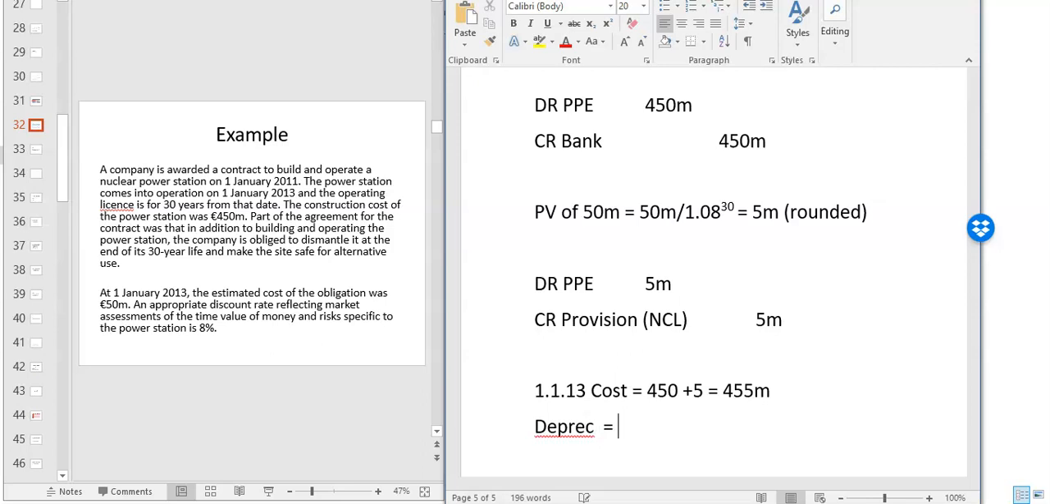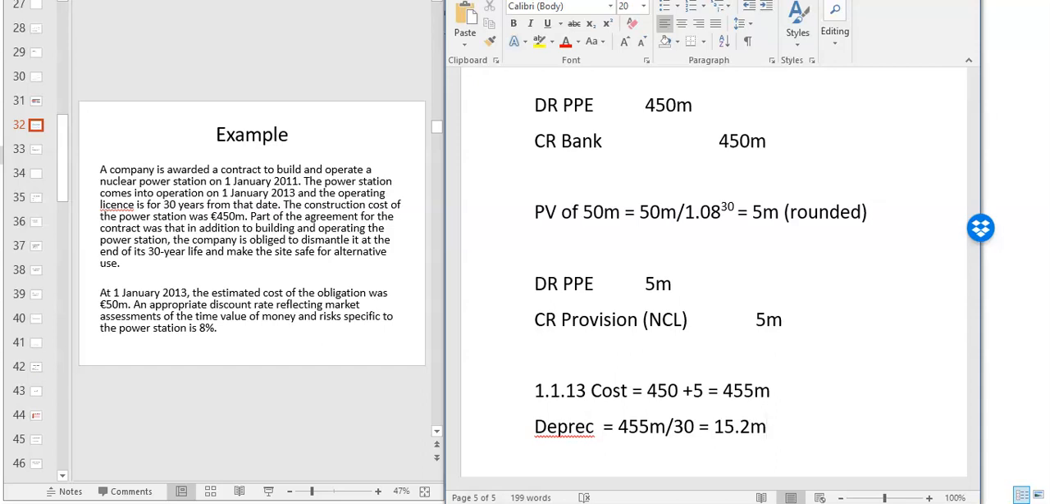Depreciation equals 455 million divided by 30. Now I'm assuming here that there's no residual value at the end. If you're not told anything, you assume, just divide it over its useful life. So depreciation will be 15.2 million, again rounded from 15.16. They said to round to one decimal, so doing it like that is fine in terms of this example. So you recognize the present value of the provision and then you add it onto the cost of the asset, and it's depreciated as normal over its useful life.